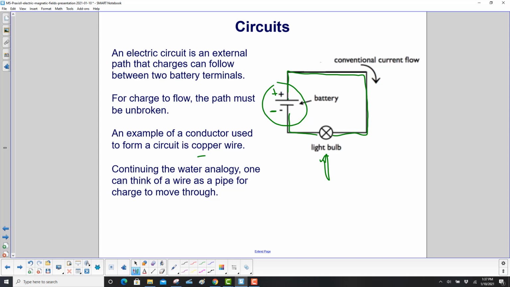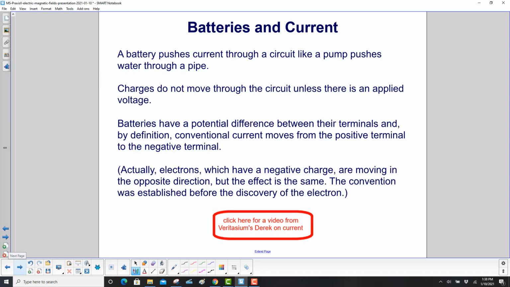Frequently, we use copper wire. Continuing the water analogy, one can think of the wire as a pipe for charge to move through. A battery pushes current through a circuit like a pump pushes water through a pipe. So that's probably it for the analogies now. Charges do not move through the circuit unless there is an applied voltage. No voltage, you have no movement of charge.